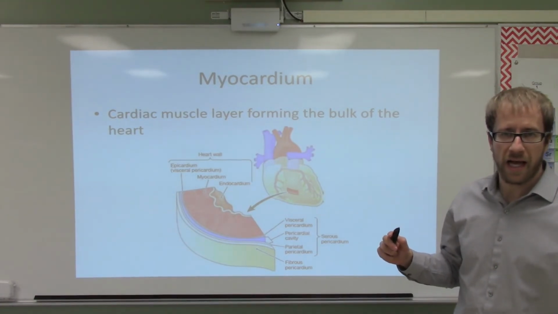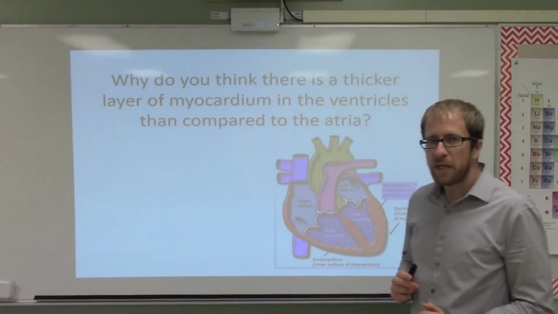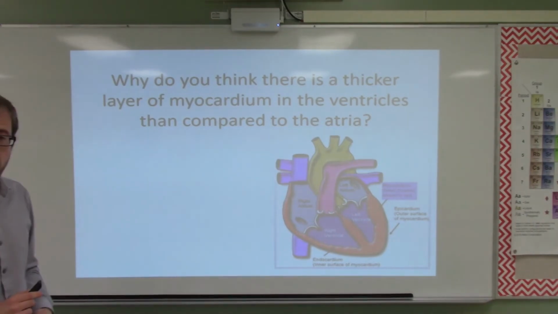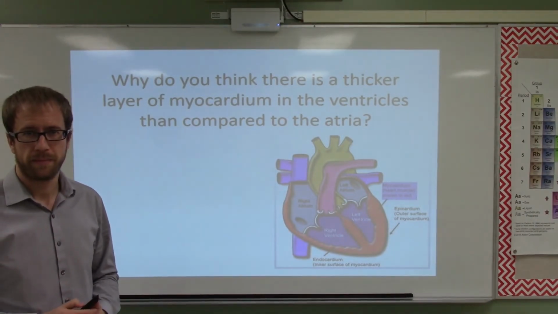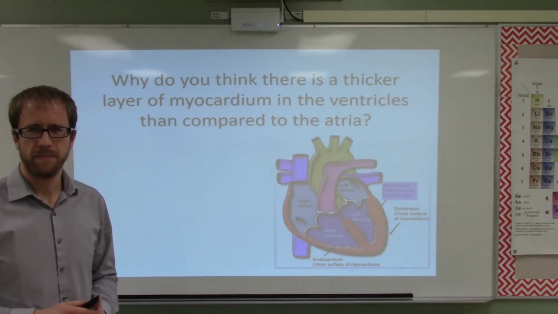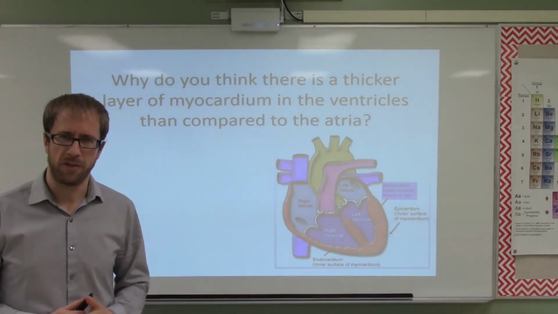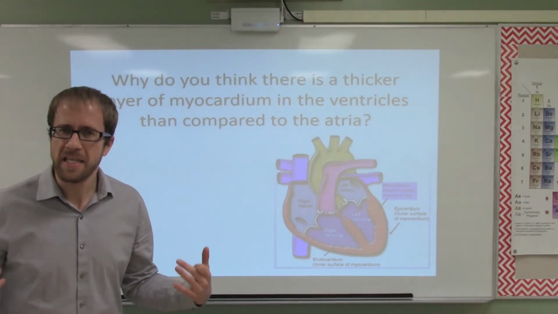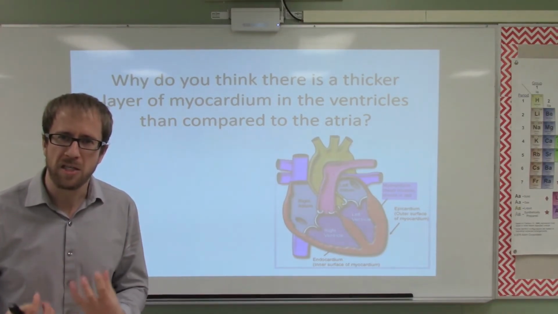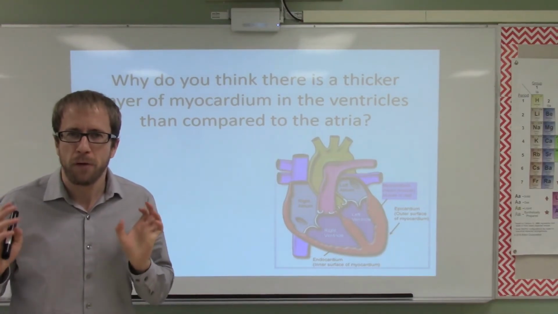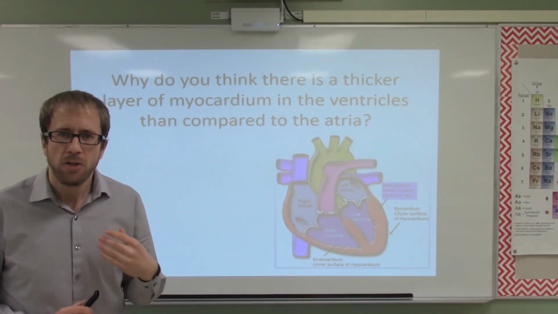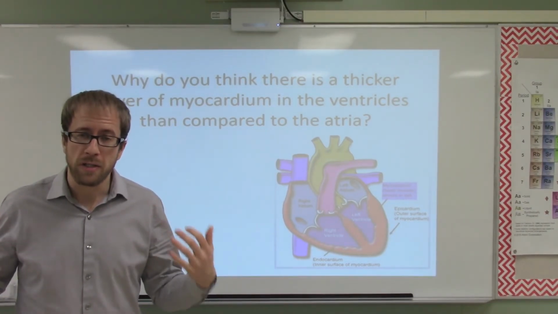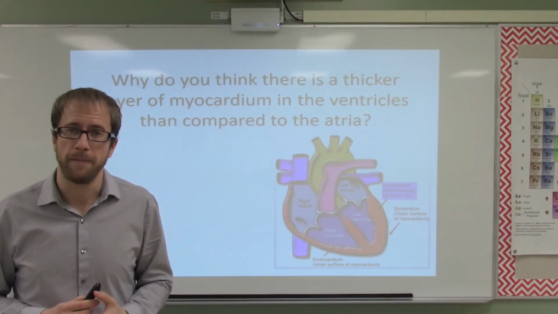This goes back to the last lesson. So, why do you think there is a thicker layer of myocardium, of heart muscle, in the ventricles compared to the atria? Why is that? Where do your atria have to pump blood to? They're only pumping blood to the ventricles, right? And they're assisted in that pumping due to the massive low pressure in your ventricles after a contraction, right? So they don't really need to be very thick at all. Whereas your ventricles, they're pumping blood to your entire body, right? To your lungs and your whole body.